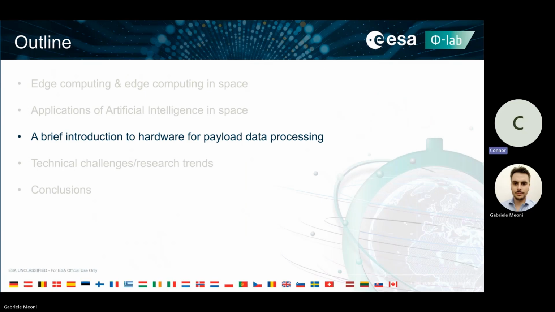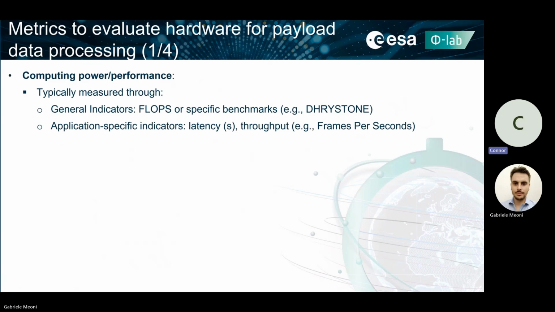Of course, to do that, you need to have onboard computing capabilities. And it becomes very important to have hardware that is able to do that. So we are now talking about the metrics to judge the hardware, and then we will talk about the different possibilities that you have for onboard computing hardware.